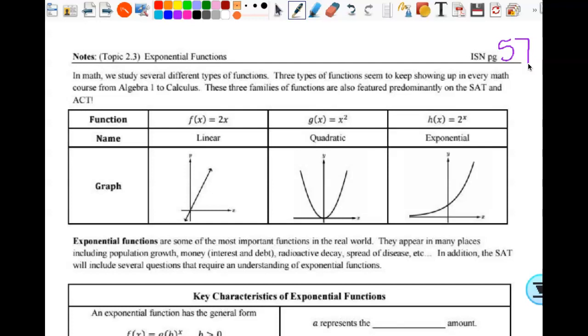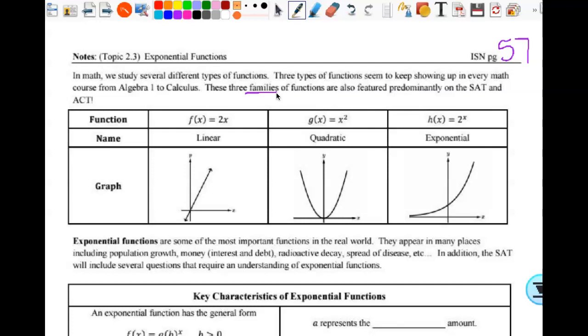All right, so in math, we study several different types of functions. The functions show up in every math class from Algebra 1 to Calculus. The three families, so these are considered families because these are the parent functions right here, are also featured predominantly in the SAT and ACT. So you've got the linear parent function. Well, actually, that's not the parent function because it would just be x, but in what it looks like, quadratic and exponential, okay? None of which are brand new to you.